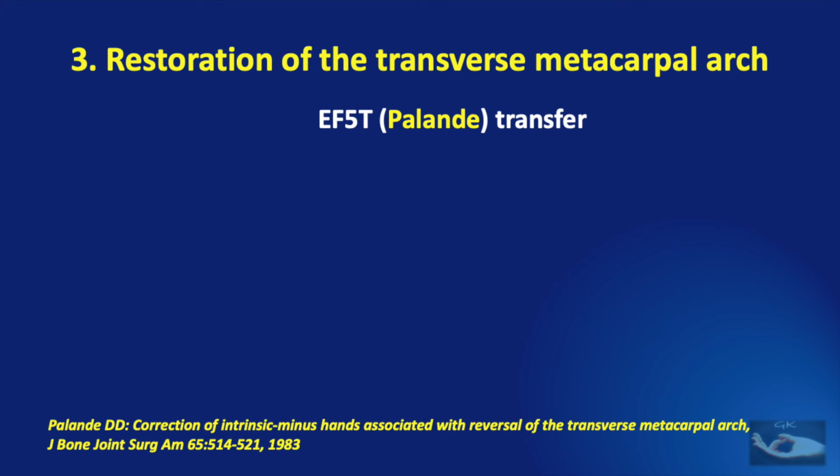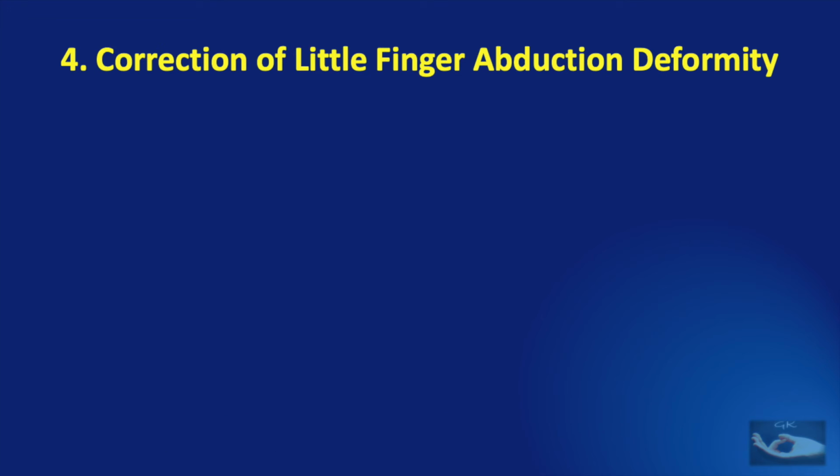So this transfer not only corrects the claw deformity but also restores the transverse metacarpal arch. Now let us see procedures that can correct the little finger abduction deformity. The commonly done procedure to achieve this correction will be the use of the extensor digiti minimi.